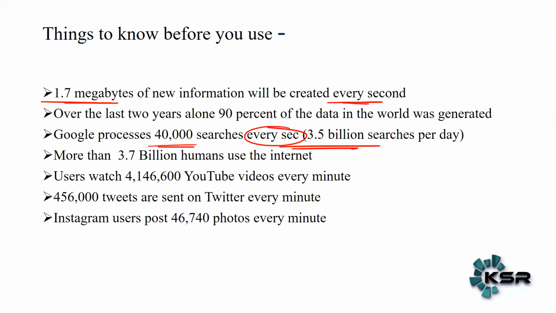Every second, 1, 2, 3. In these 3 seconds, you would have already had 1 lakh searches. How is it possible, right? With all that, you can also see that 41 lakh users are watching YouTube videos currently. 4 lakh tweets are happening every minute. Forget about all that, 46 images are getting posted on Instagram every single minute.